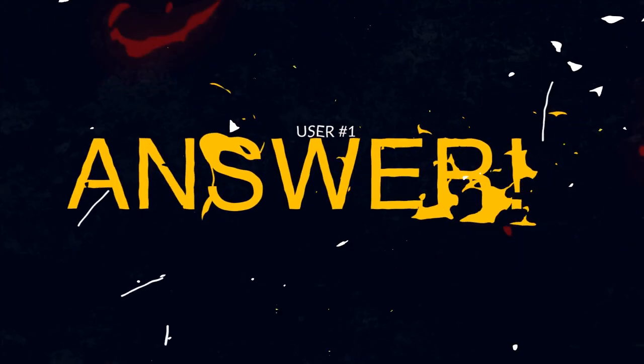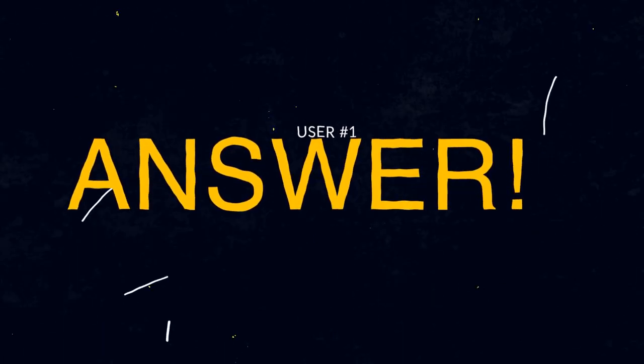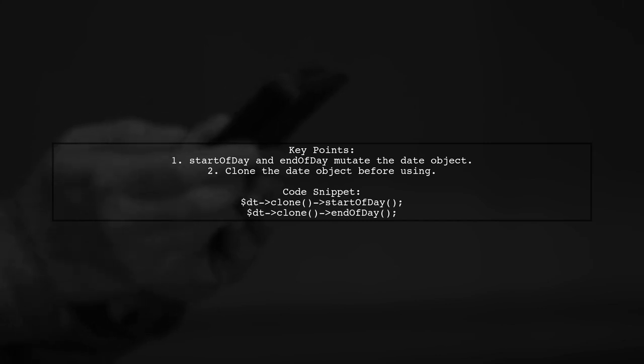Let's now look at a user-suggested answer. To get the start and end of the day using Carbon, remember that calling startOfDay or endOfDay mutates the original date object. To avoid this, clone the date object first.